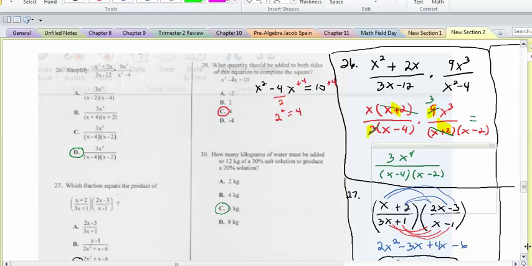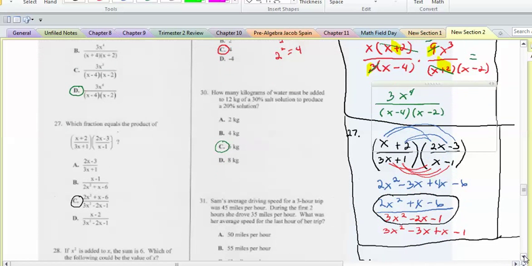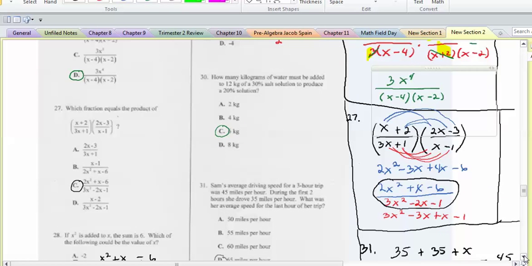Number 27. You do the FOIL method for the top and the FOIL method for the bottom. So I went through and I multiplied everything, and I ended up with this right here. Then I combined all the like terms. So 4x, negative 3x, that's how I got 1x. These two stayed the same. And then at the bottom, I multiplied and I got this, and I combined like terms, and then I got negative 2x. And if I look at my answer choices, it was letter C.